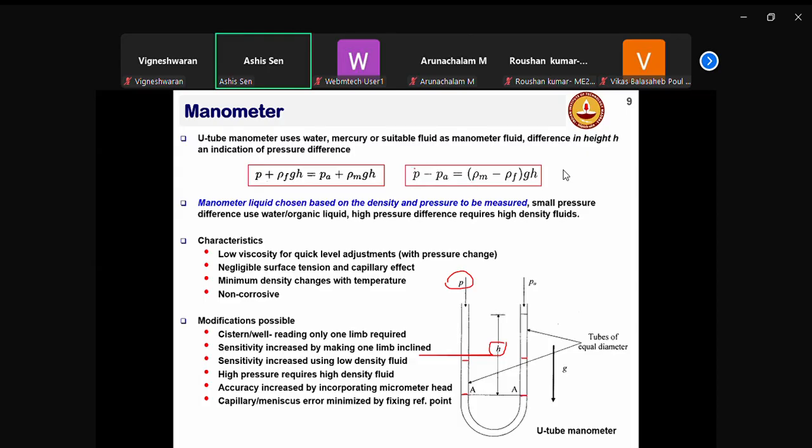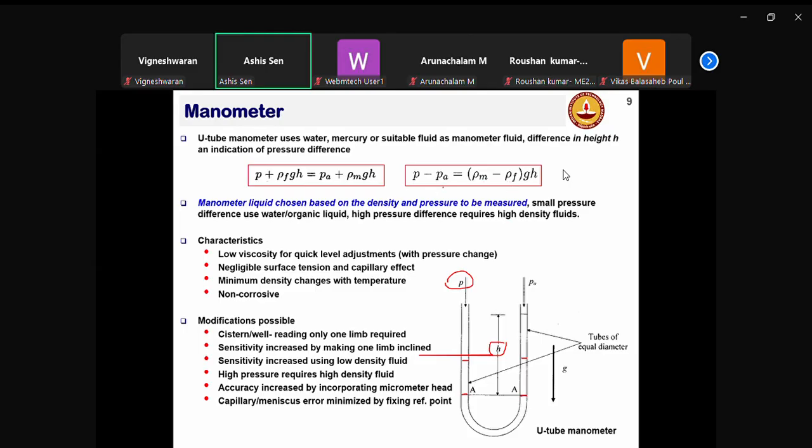Sorry, if you are using a large pressure difference, P minus PA is very high. Unless rho m minus rho f is very high, your H will shoot up, right? Now your H, there will be a limit because the manometric fluid should not come out of it. So that means there will be a definite maximum, H will have a limit, H max. So if P minus PA is very high, that means your rho m minus rho f has to be very high. Okay, that means you must choose a manometric liquid which is much denser than the source liquid.